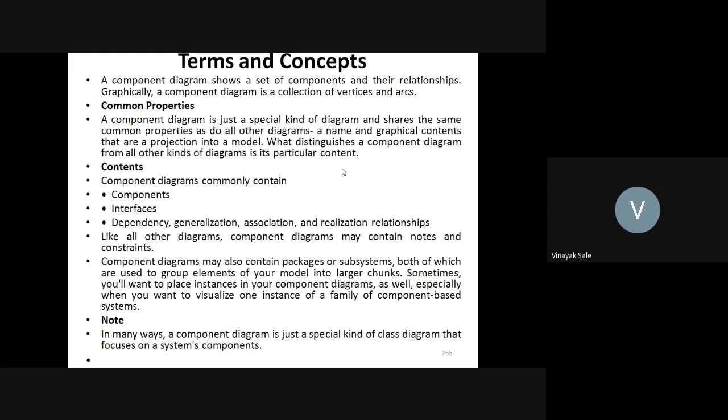So what are the contents? Components and interfaces, and dependency, generalization, association, and realization relationships. Like other diagrams, component diagrams may contain notes and constraints. Component diagrams may also contain packages or subsystems, both of which are used to group elements of your model into larger chunks. Sometimes you will want to place instances in your component diagrams as well, especially when you want to visualize one instance of a family of component-based systems. In many ways, a component diagram is just a special kind of class diagram that focuses on a system's components.